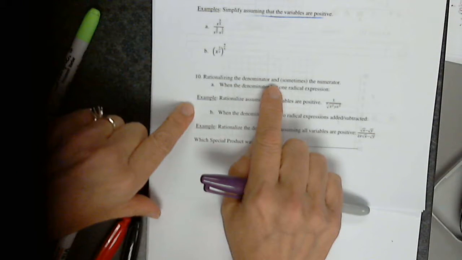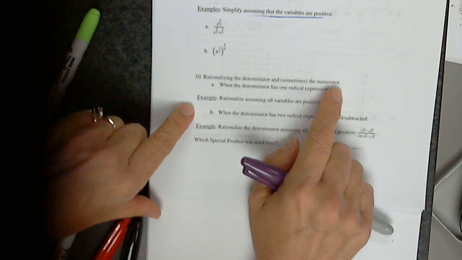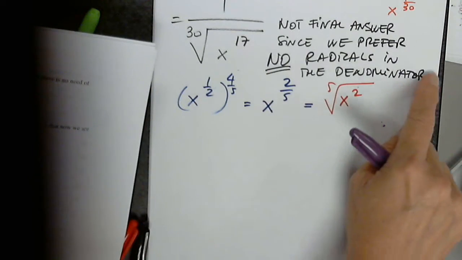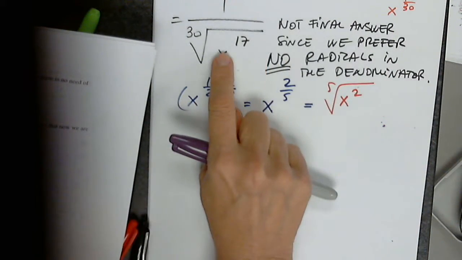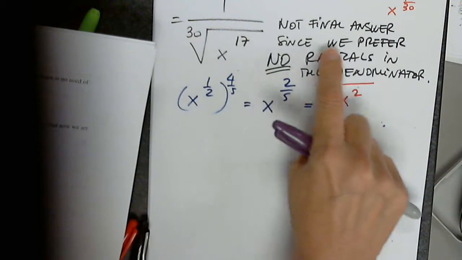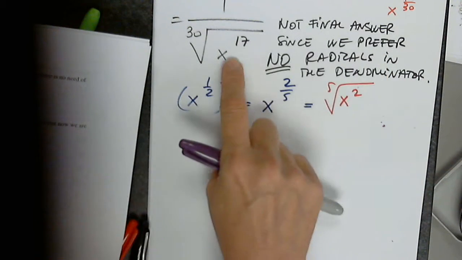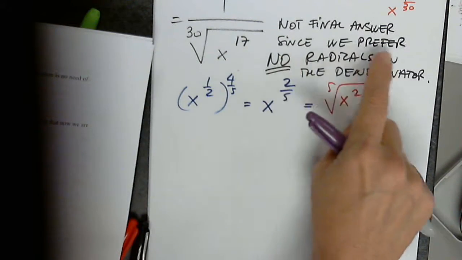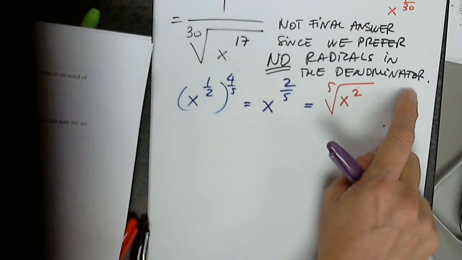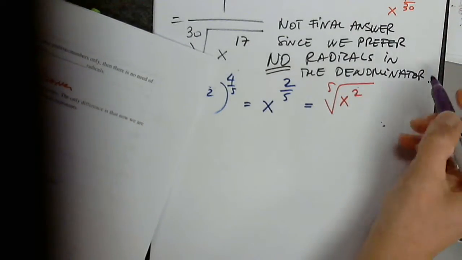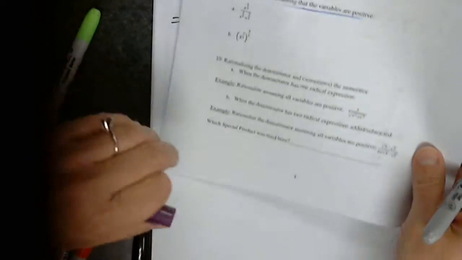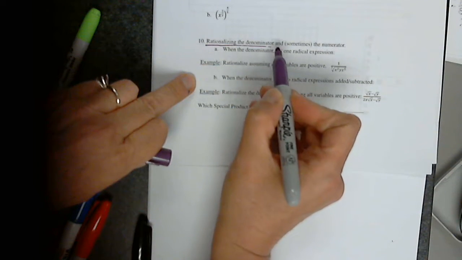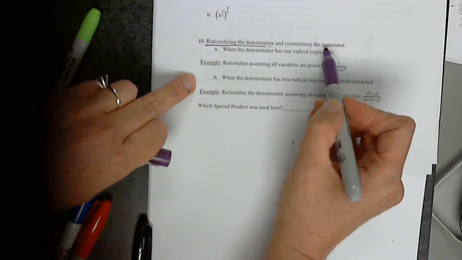Rationalizing the denominator and sometimes the numerator. That's the reason why we keep no radicals in the denominator. We try. We prefer. Sometimes we will keep them. But not the final answer, since we prefer no radicals in the denominator. Or I should say denominators. Same thing. Okay? So that's why we will be rationalizing the denominator. And yes, sometimes we do the numerator.